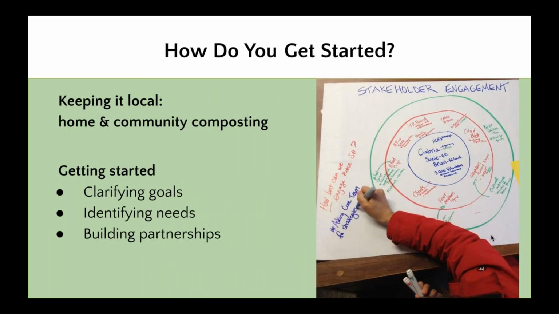All right, so how do you get started? I want to start by defining what it is we're talking about when we talk about community composting. Community composting sites vary widely in mission, size, affiliations, and participants, and they're located all over the place: community gardens, schools, public parks, co-housing developments, neighborhoods, food shelves, libraries.